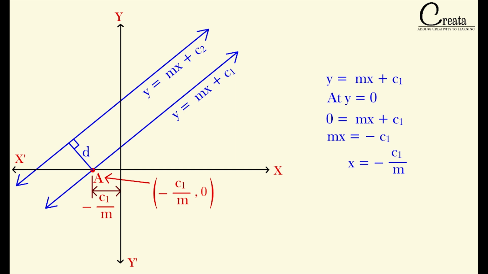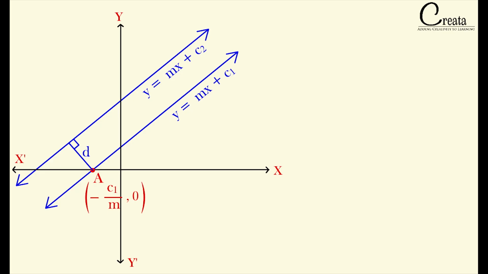So we have put the value of y as 0 in the equation. So we got x as minus c1 by m. Okay, got it? So we got the point A. So now can we find the distance between the point A and our second line?